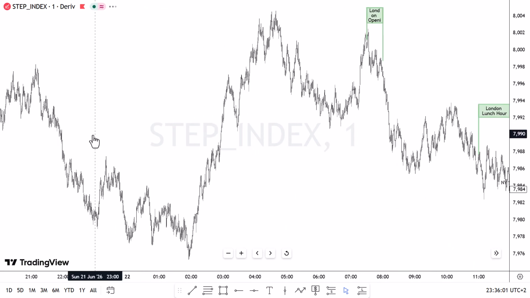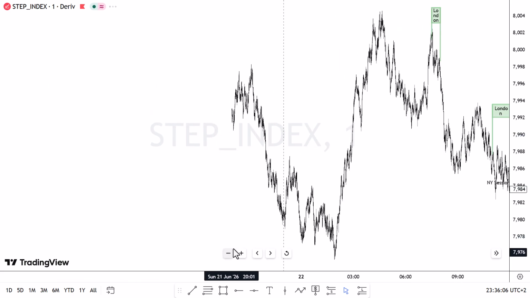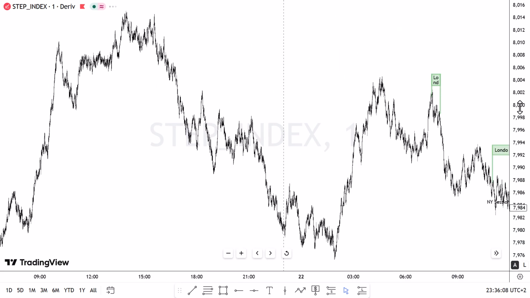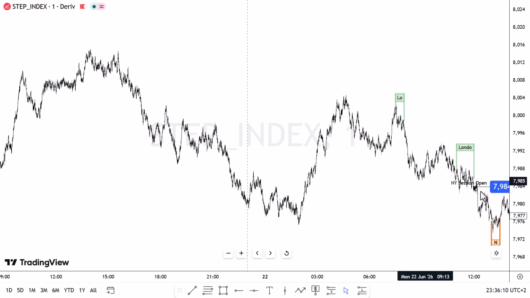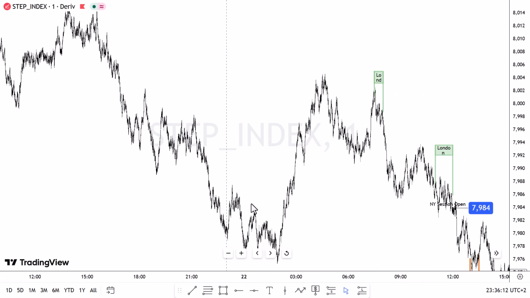We began the day right around here, right? And when we began the day, price was bullish initially. It was going up to attack the buy side liquidity here. Now, what is the buy side liquidity pool that is situated here?